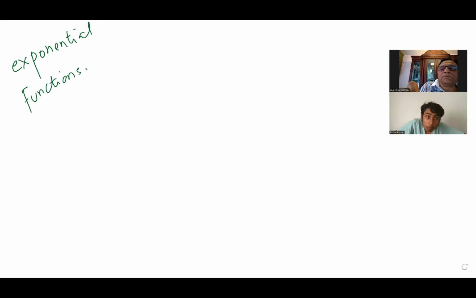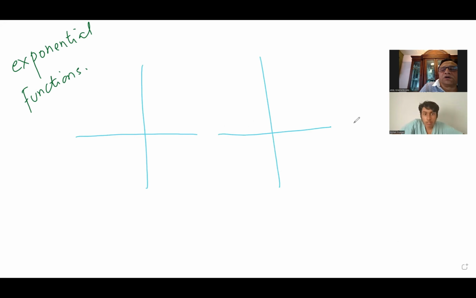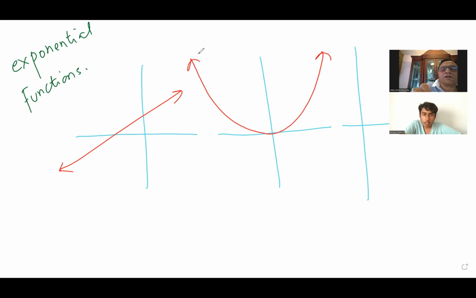So, let me give you three graphs and then you can tell me which one represents an exponential function. For example, this graph represents what? A linear, quadratic, exponential. Yeah. So you see, exponential function increases all the time, right? Just as a line increases, you have this linear function which is increasing. Similarly, the exponential function is increasing.